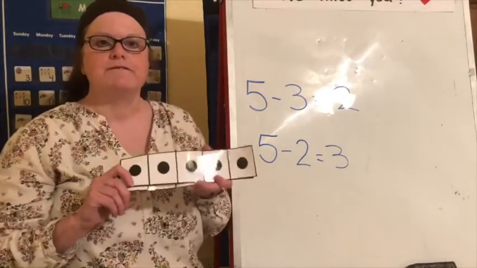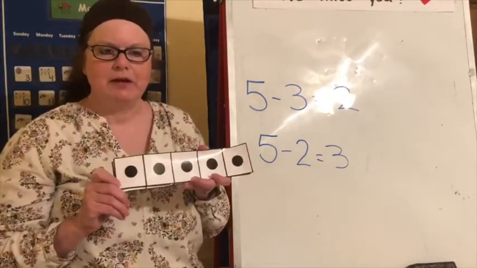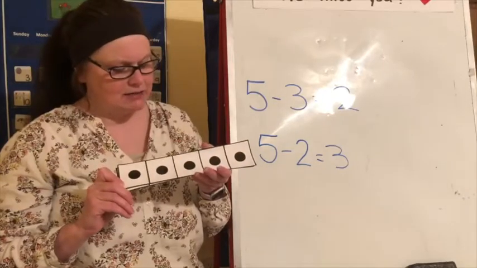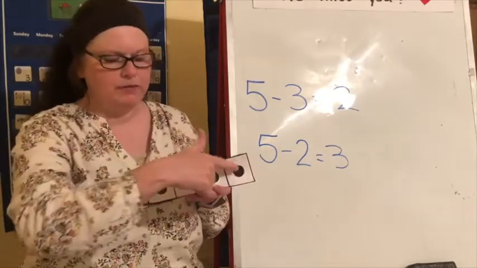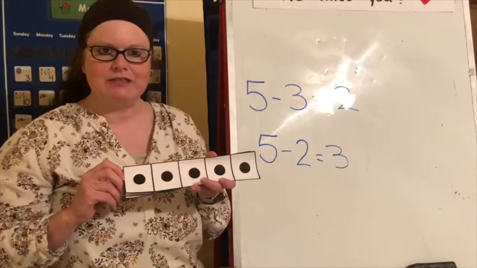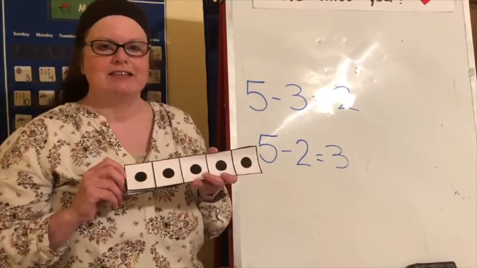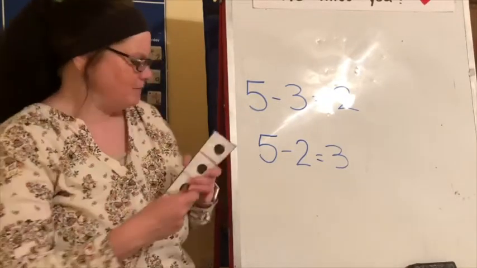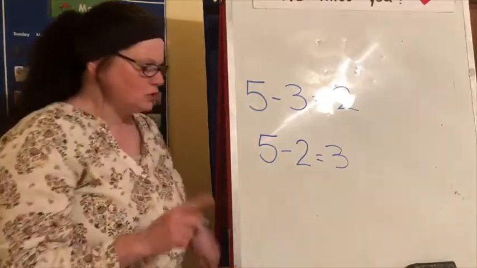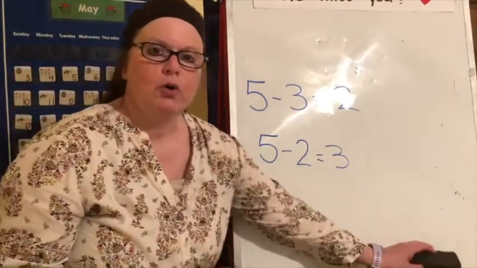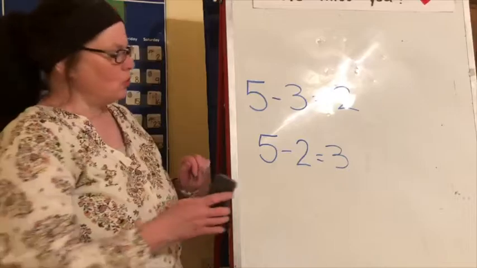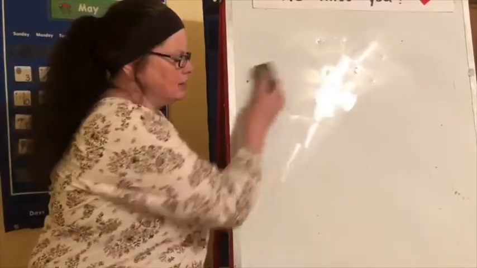All right. 5 minus the dots. How many dots are there? 1, 2, 3, 4, 5. 5 minus 5 equals how many spaces are left? 0. Good job. Now is when you're going to need your whiteboard and marker or your paper and pencil. So go ahead and get that and then come on back.